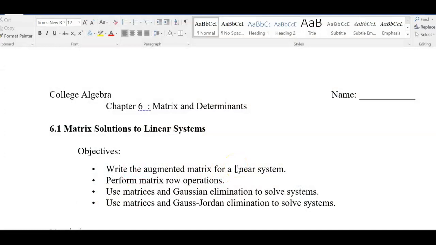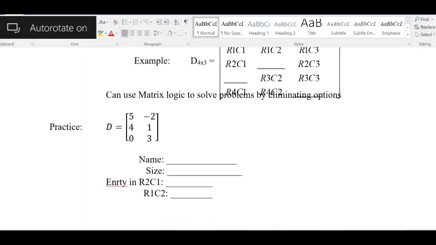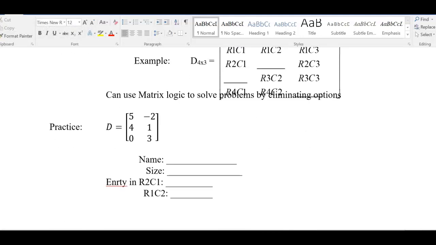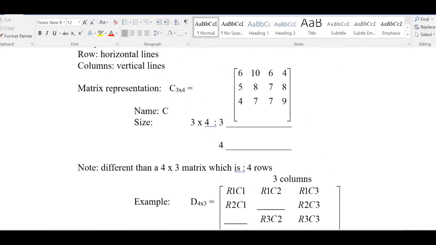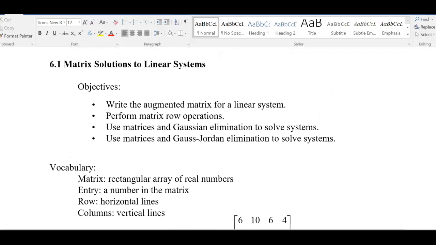All right, when you're going through here, whoops, excuse me. I need to flip this so I can write on it. Sorry about that.